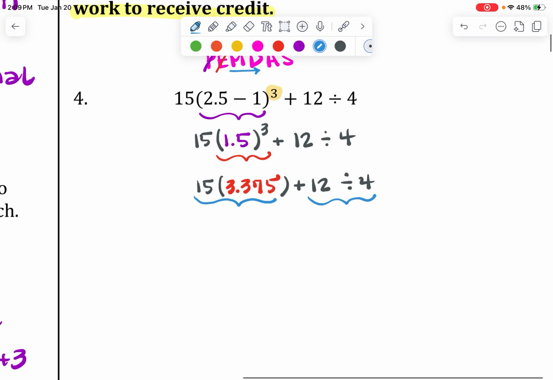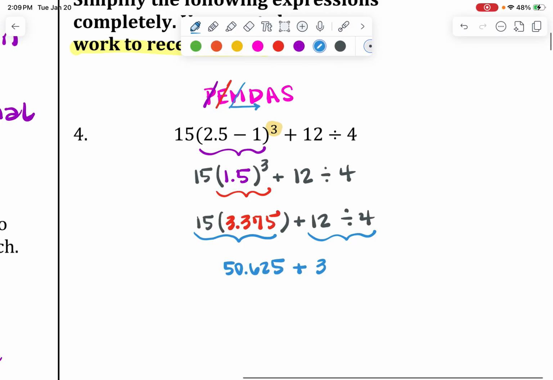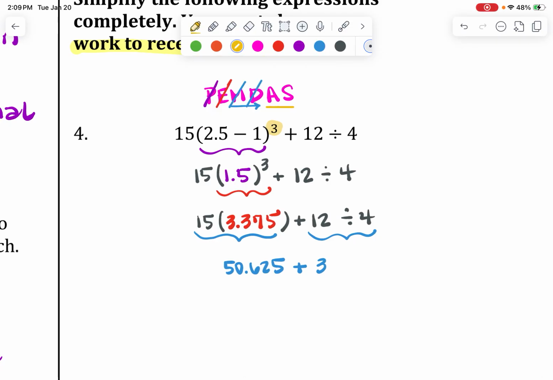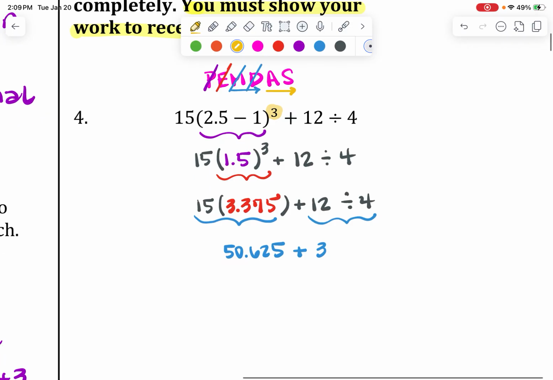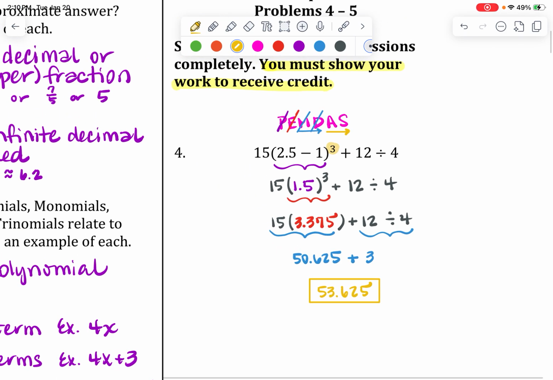So I'm going to multiply that 3.375 times that 15 finally. Right now I can do it. So I get 50.625 plus, and then I need to do the division problem, which is going to give me 3. So those are done, right? And then last but not least, now I can do all addition and subtraction from left to right. And of course, there's only addition left, and that's where we're getting 53.625 as our final answer, right? So just make sure that you're using those PEMDAS rules.